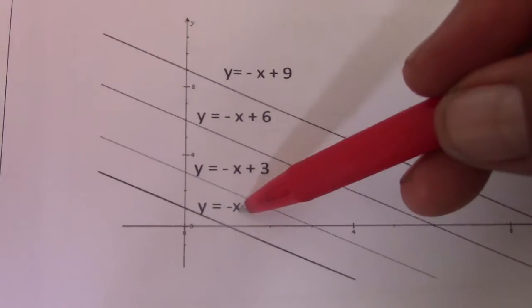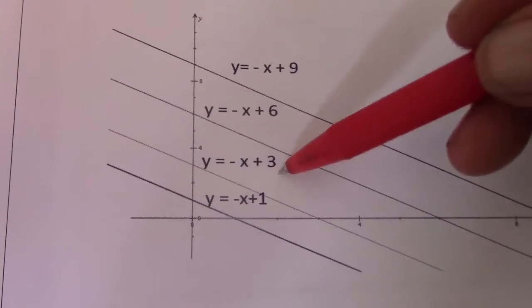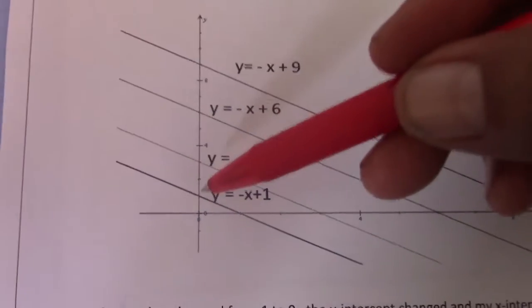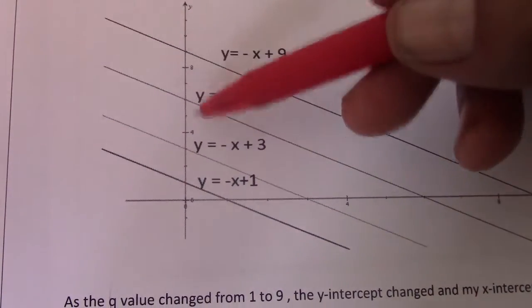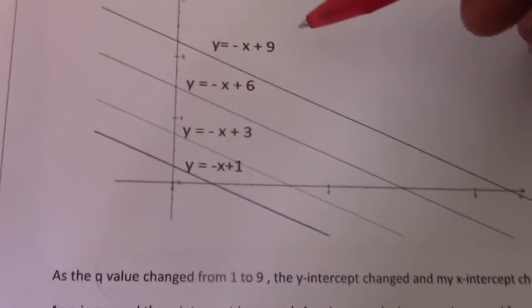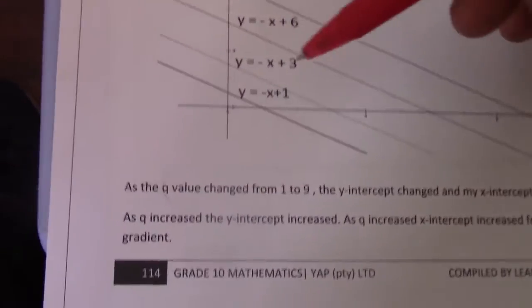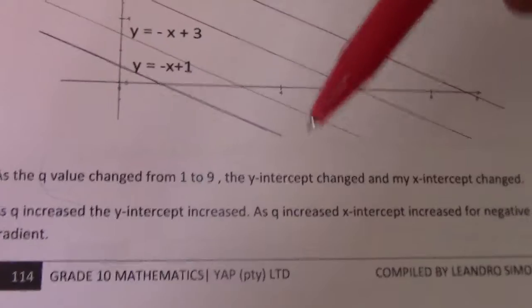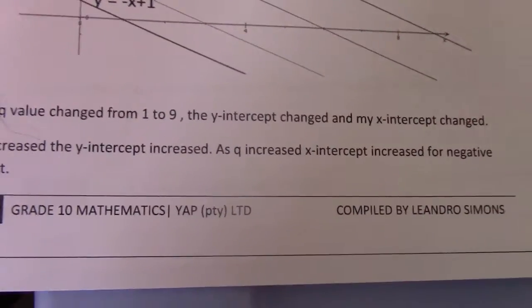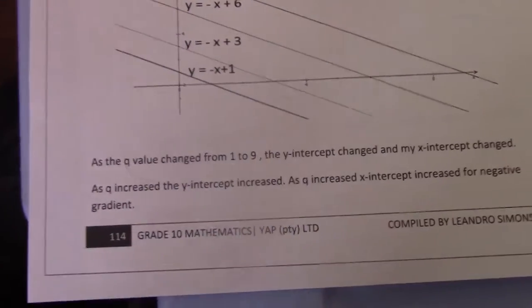Right? If you look at negative gradient, if you look at those 4 graphs, the negative x, negative x, negative x. As I increase this value, plus 1, plus 3, plus 6, plus 9, you see there, my y-intercept simply moves further and further up. So they're still directly proportional, but my x-intercept now continues increasing. So as q increased, the y-intercept increased, directly proportional, and as q increased, my x-intercept increased for negative gradient, therefore they are also directly proportional.